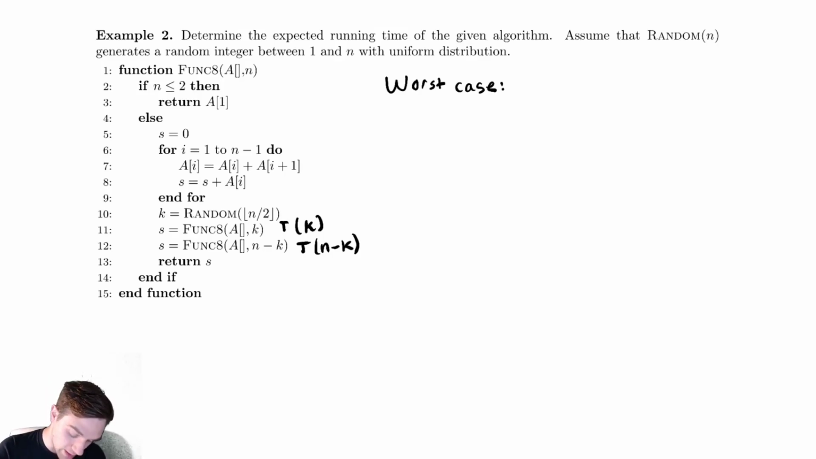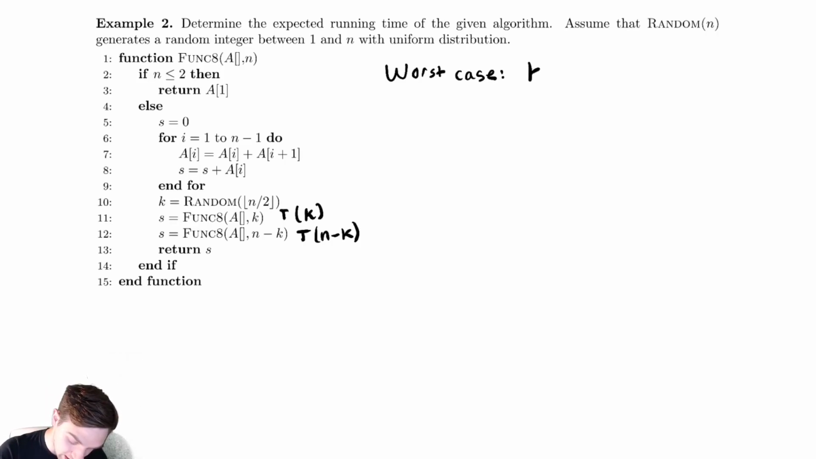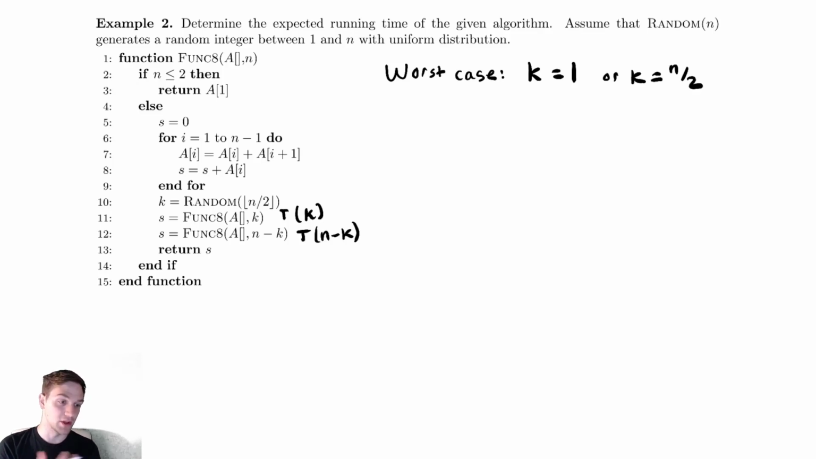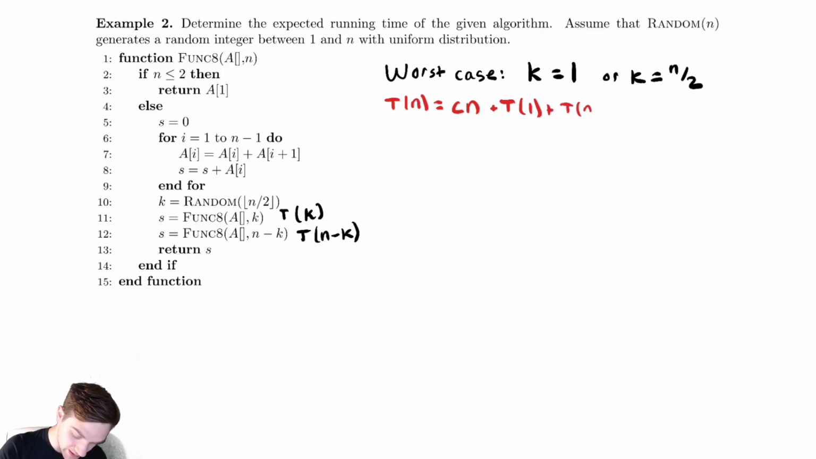So let's write down what the options are. For our worst case, it's either going to be k equals 1 or k equals n over 2, it seems like. And that is because if we were to plug those in, those are two very distinct scenarios. K equals 1 looks like T of n equals cn plus T of 1 plus T of n minus 1. And k equals n over 2 looks like T of n equals cn plus T of n over 2 plus T of n minus n over 2, which is n over 2.